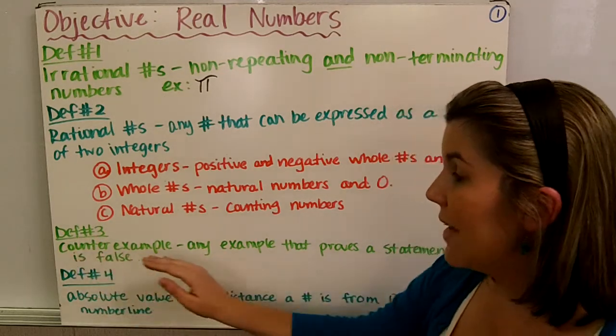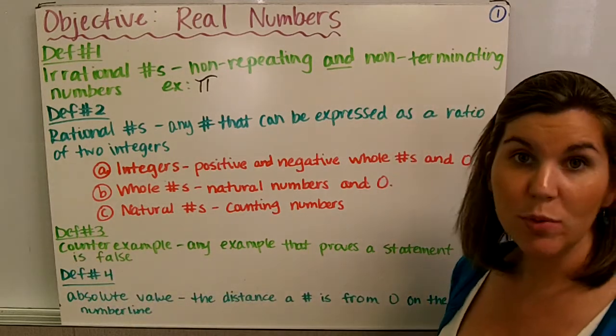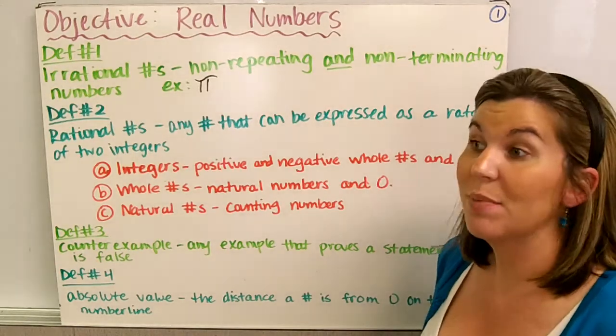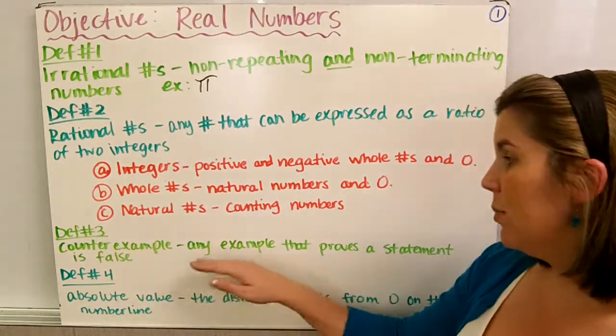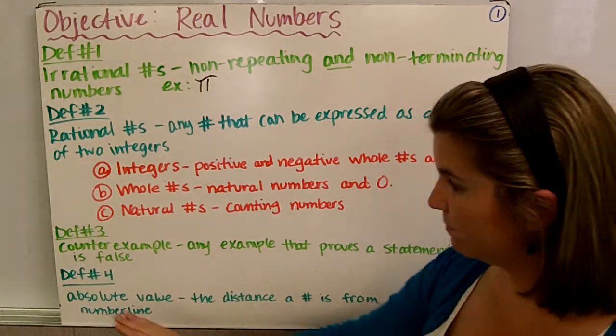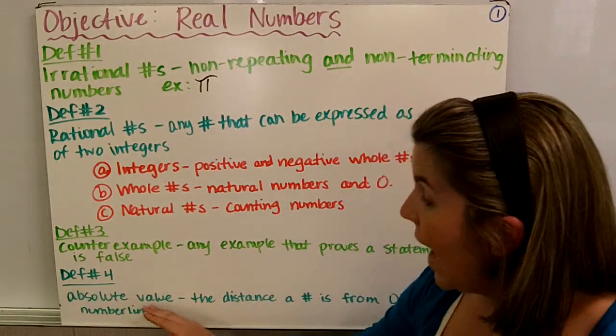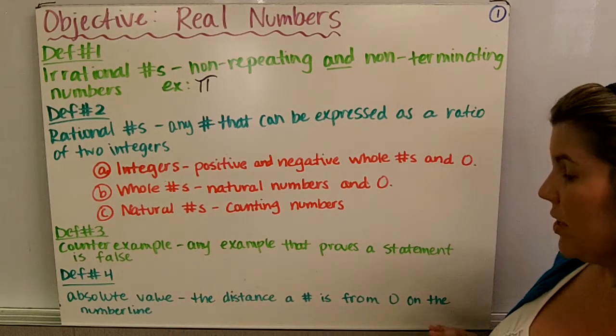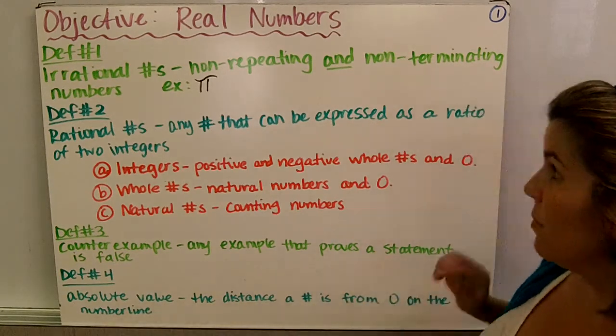Definition number 3, a counterexample. An example would be something that shows something is true. A counterexample is any example that proves a statement is false. Definition number 4, absolute value is the distance a number is from 0 on the number line.